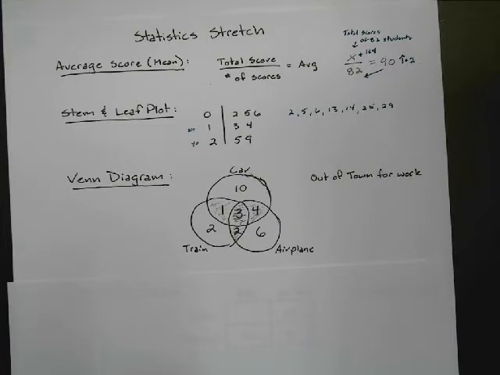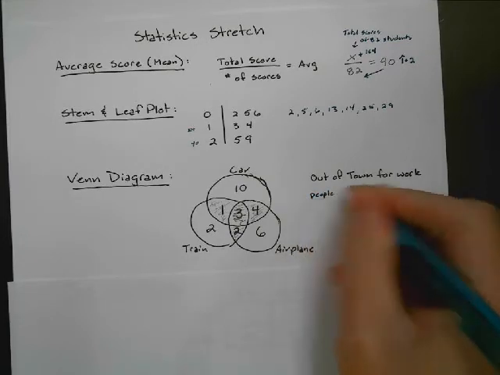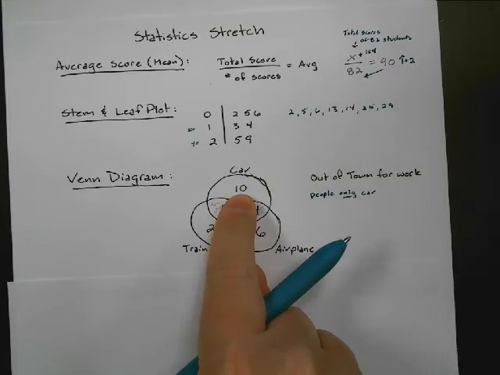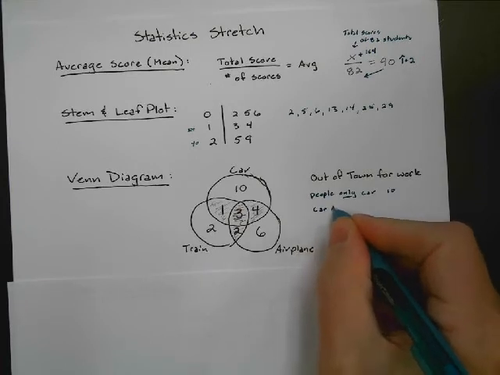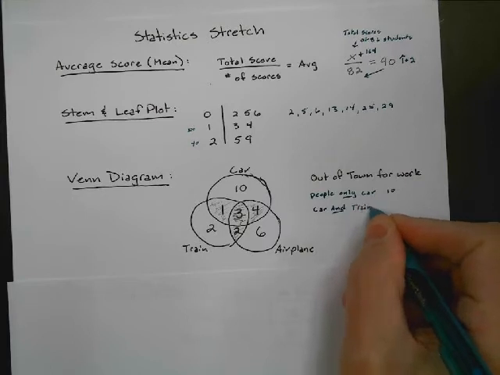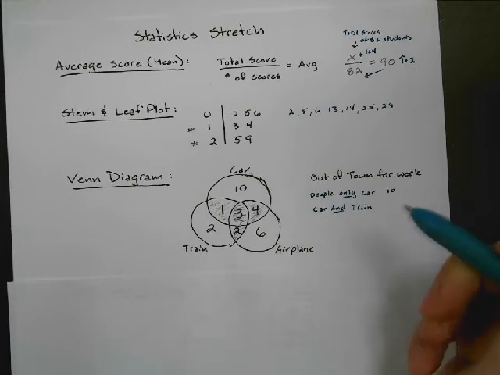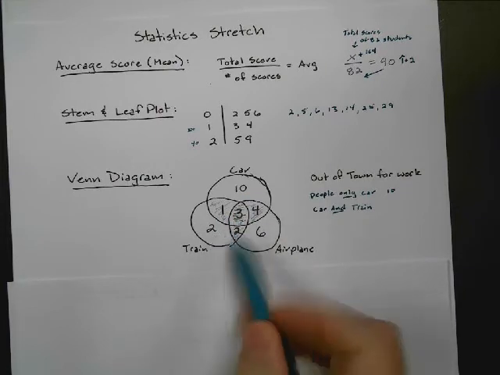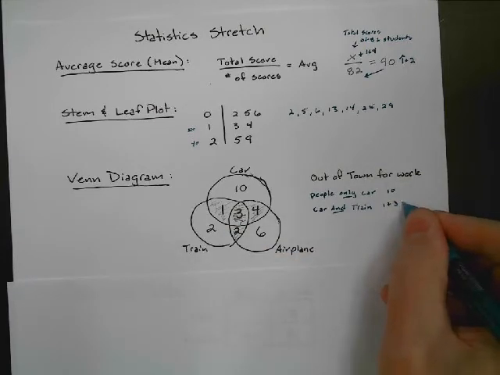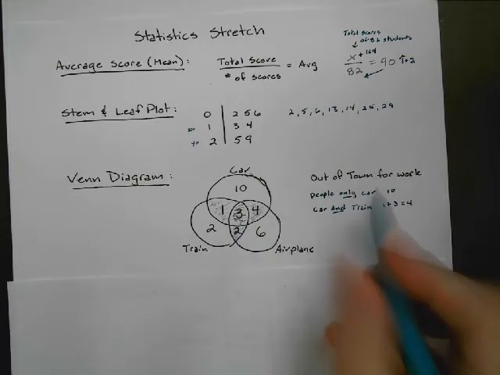You have to look at the terminology as well. So if I wanted people who take only a car, that would be these 10. These 10 people only took a car. Well, how many people took a car and a train? Well, we'd have to see where these two circles intersect. So over here is a car, over here is train. Where are the two intersections? Well, these people took a car and they took a train, and these people took a car and they took a train. So car and a train would be 1 plus 3, which is 4. All right, how many people did a car, a train, and an airplane? So car, train, and airplane.